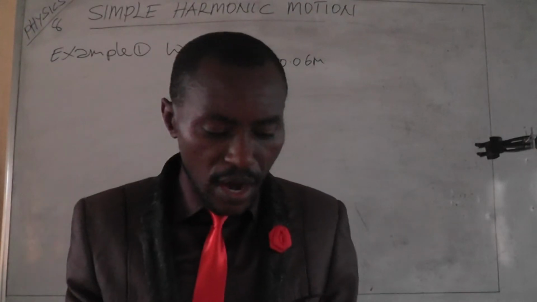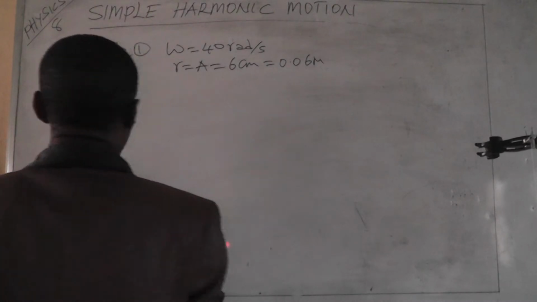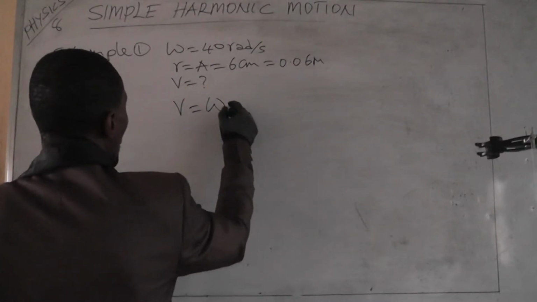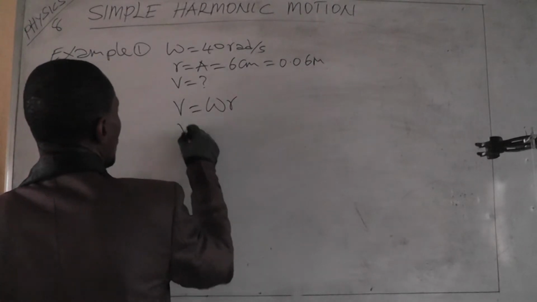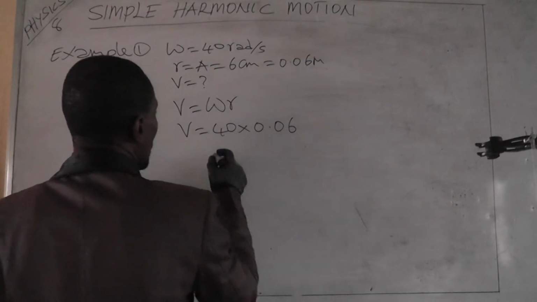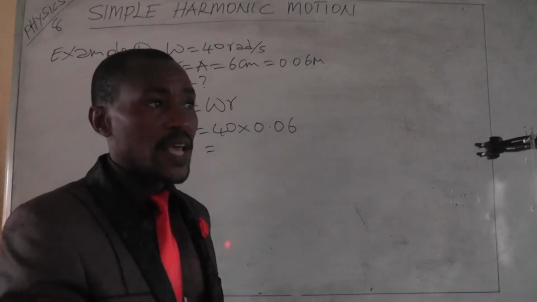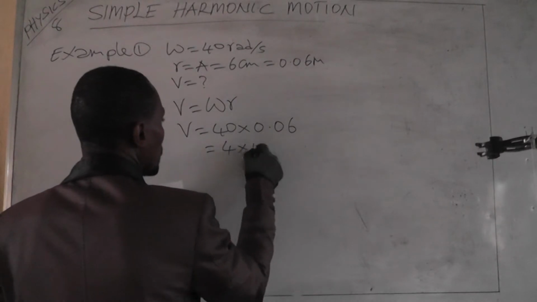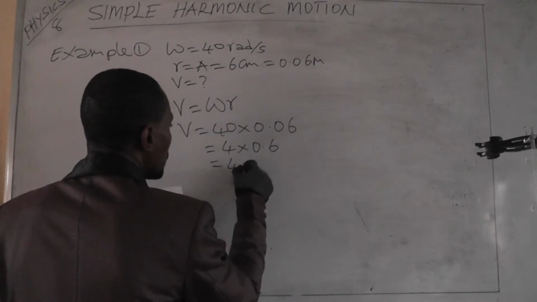Now the question is, calculate its linear speed. Linear speed, remember? Now linear speed V is equals to angular speed times R. Now I have V is equals to 40 times 0.06. Now if you do this, just take it to be 4 times 10 times 0.06. It will give you 4 times 0.6, if I use the 10 to multiply by 0.06. Now, I have 0.6 here.